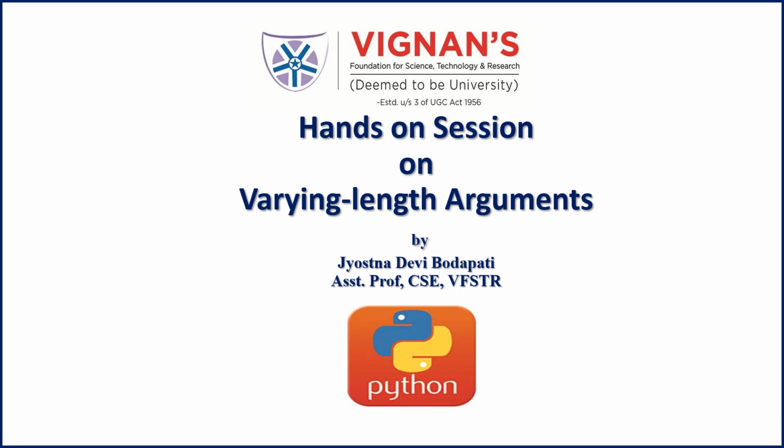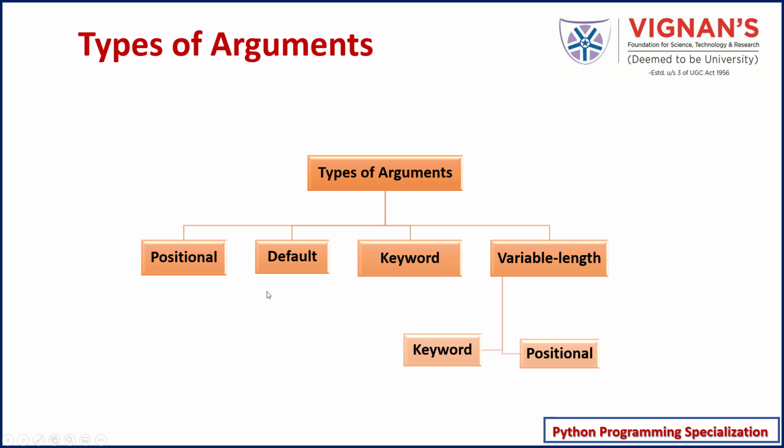Welcome to the hands-on session on varying length arguments in Python. In the last video, we have seen various types of arguments that are possible in Python. We have seen what positional arguments are and what default arguments are, and in addition we have seen how it is possible to jumble the order of argument passing to a function with the help of keyword arguments.